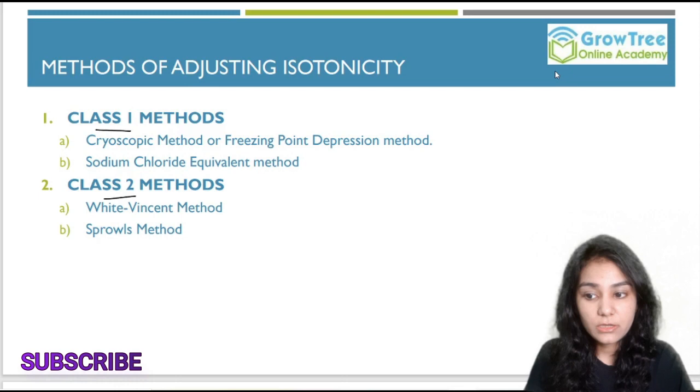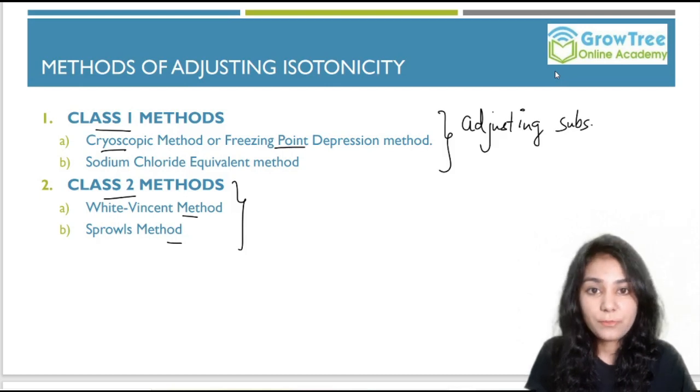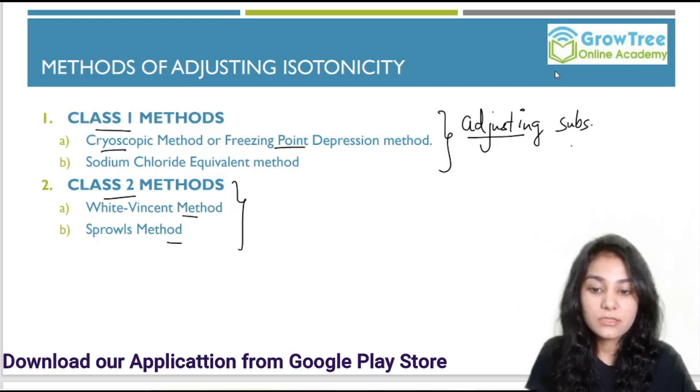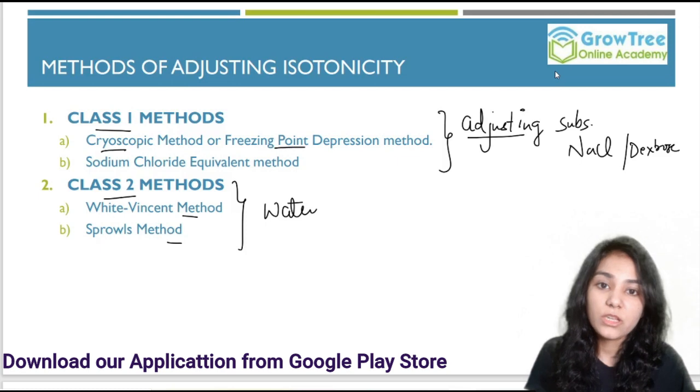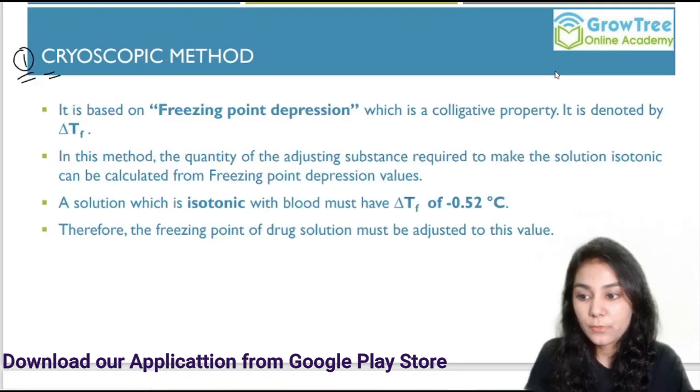Under the class 1 methods, there are 2 methods, which are the cryoscopic method, which is also called the freezing point depression method, and the sodium chloride equivalent method. Under the class 2 methods, we have the White-Vincent method and Sproul's method. The difference mainly between the class 1 and class 2 methods is that in the class 1 methods, generally adjusting substances such as NaCl or dextrose are used, and in the class 2 methods, water is used for adjusting the isotonicity.